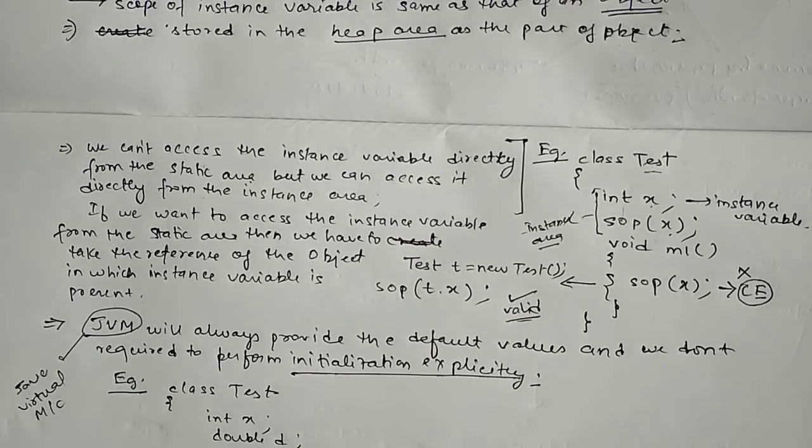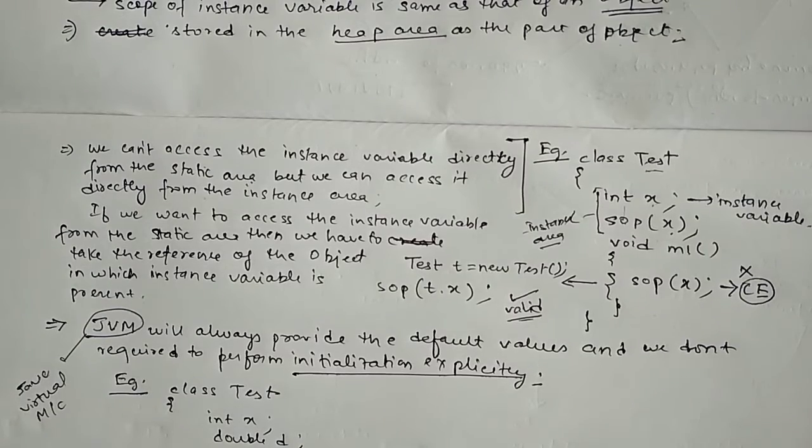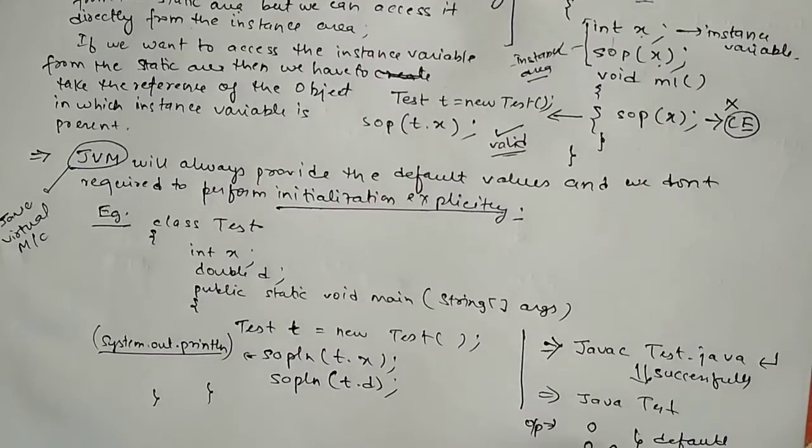After we compile this whole code, javac Test.java, it will compile successfully, and when we run this Java code we will get the output as 0 and 0.0. So these are the default values.